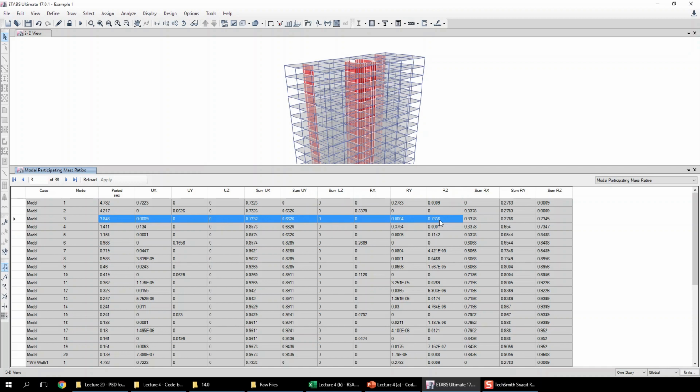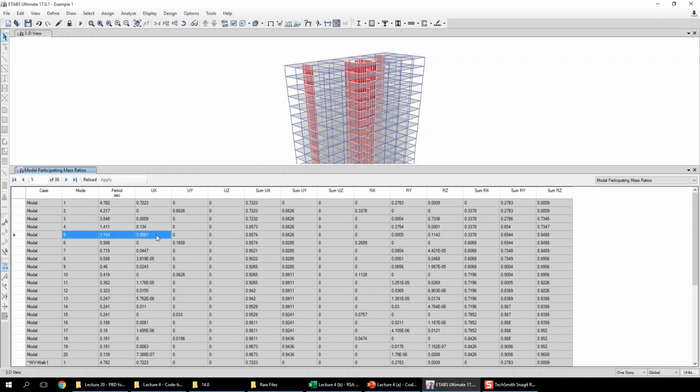You can animate these modes also to see the mode shapes and the animations. The fourth mode is having the participation of 13.4% in x direction. So basically it is the second mode in x direction. Fourth mode is the second mode in x direction.